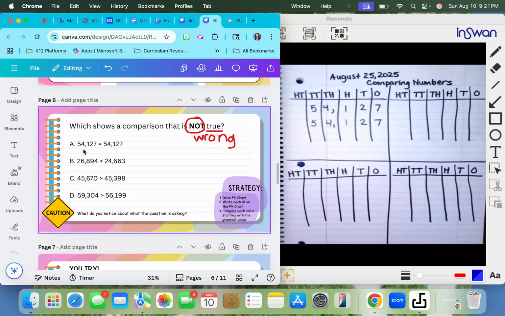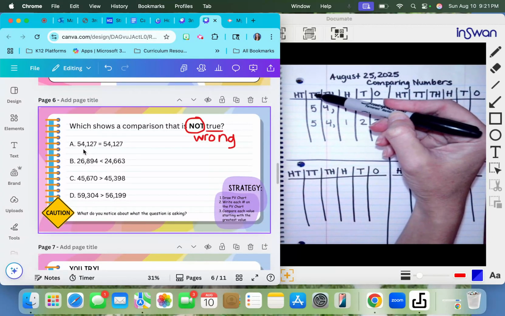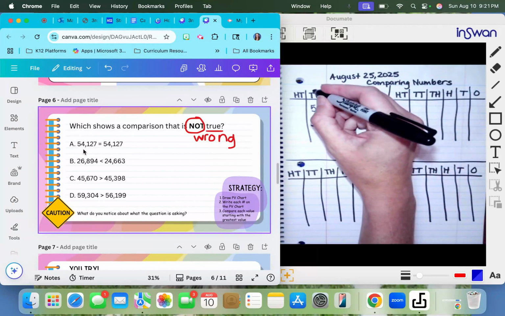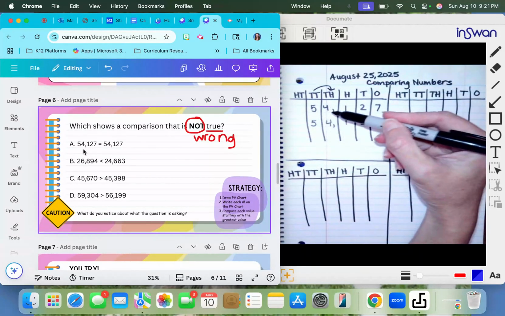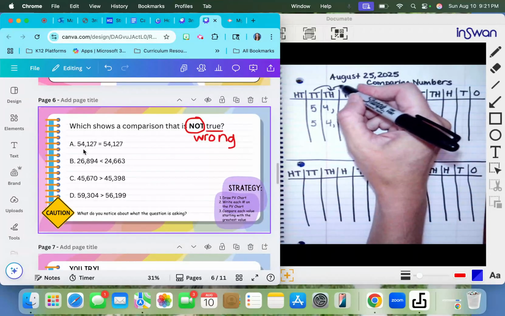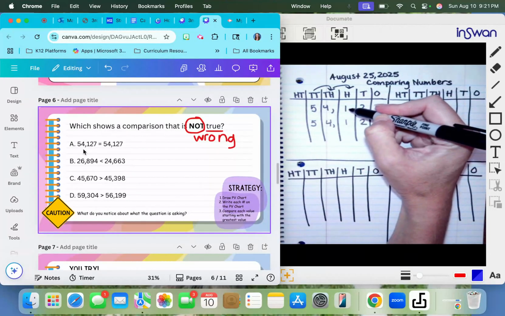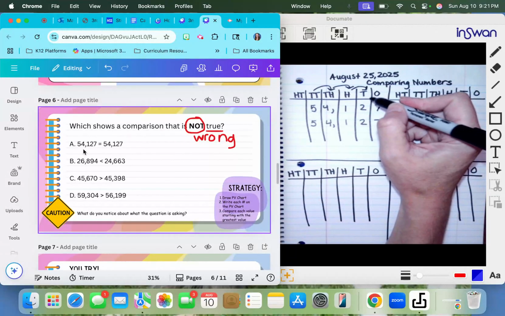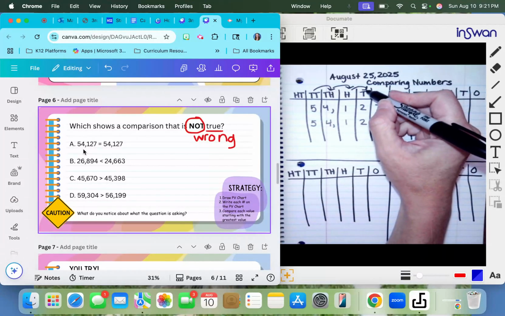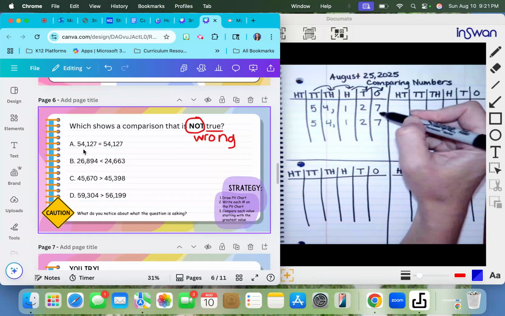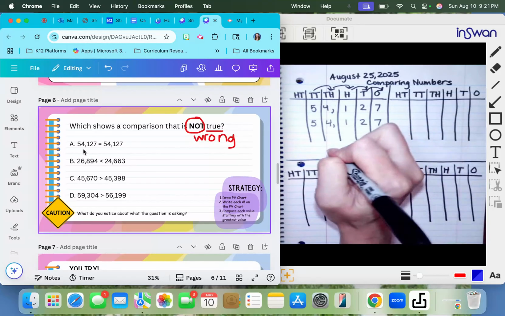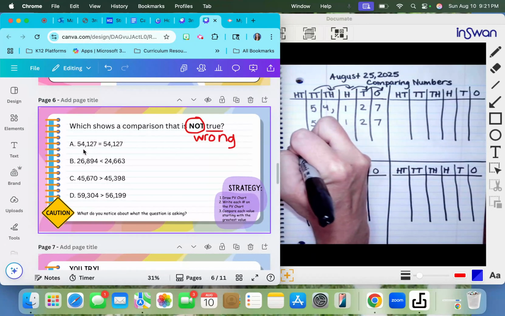Well, we start comparing in the place that has the greatest value. So I see a 5 and a 5. I've got to go next door. A 4,000, a 4,000. Go next door. 100 and 100. Goodness, go next door again. 20 and 20. Go next door. 7 ones, 7 ones. What does that mean? That means that these numbers are equal.